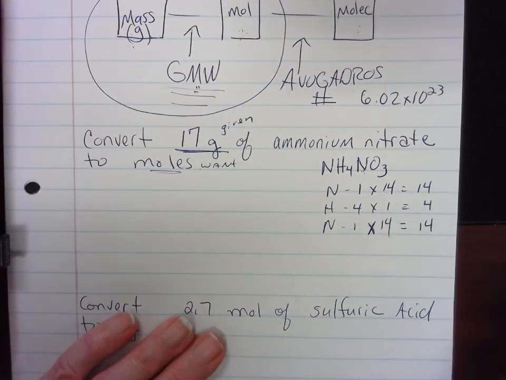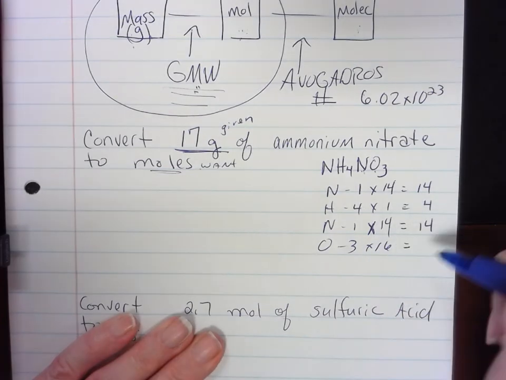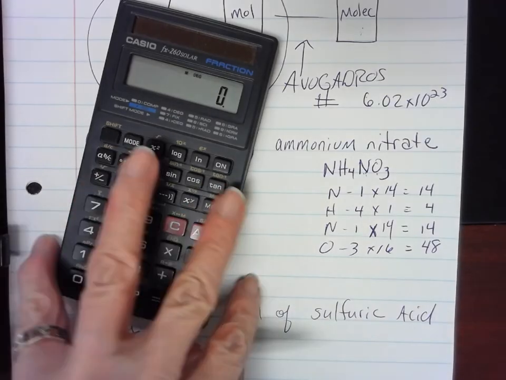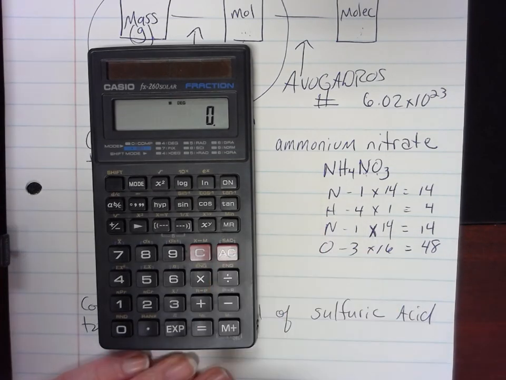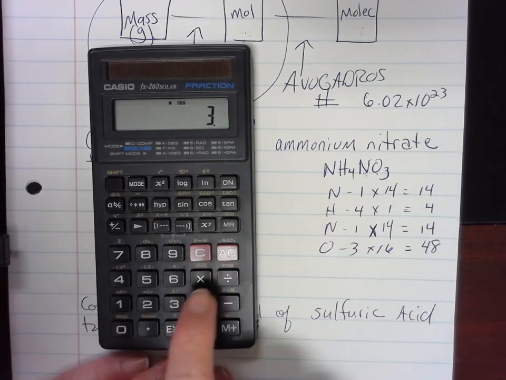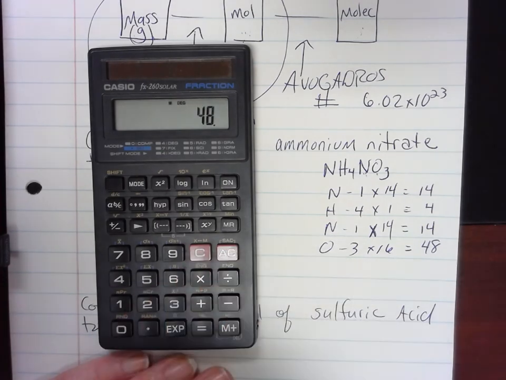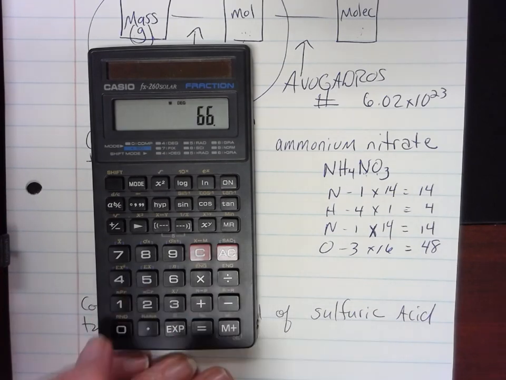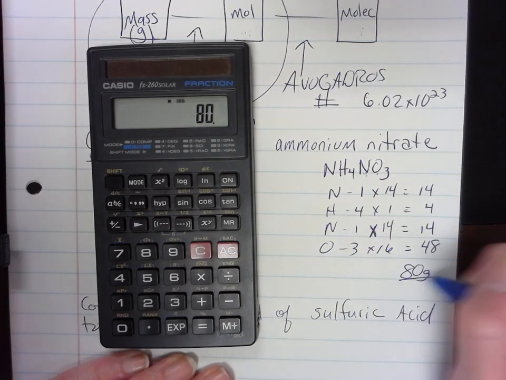Oxygen, I've got 3 of them times 16, and I believe that gives me 48. So you add all these things together, and since I'm so tired at this point, I'm making sure I'm using my calculator. So 3 times 16 does indeed give me 48. I'm going to add 14 plus 4 plus another 14 plus 48, so 80 grams per mole. I know I'm going to need that somewhere.